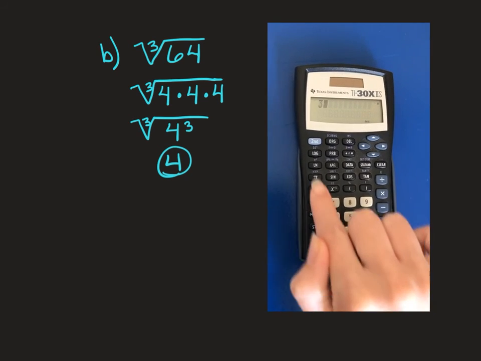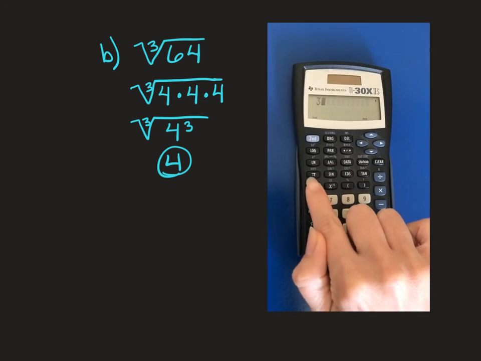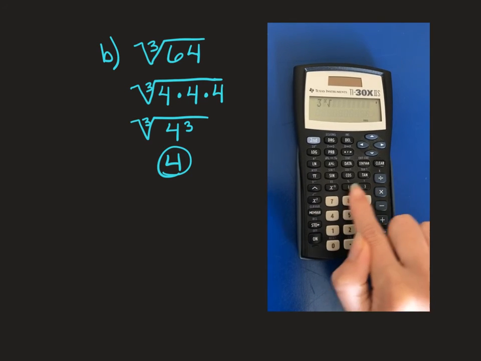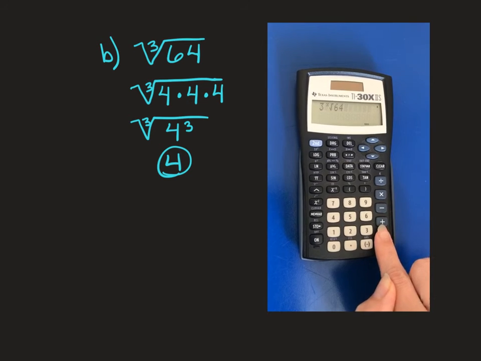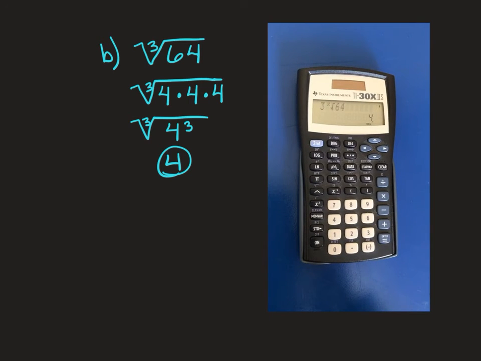You first type in 3 for a cube root, then second, X root, don't use parentheses, and type in your number, enter. Notice that we didn't have to close a parenthesis because we did not open a parenthesis. And so it was as simple as that.